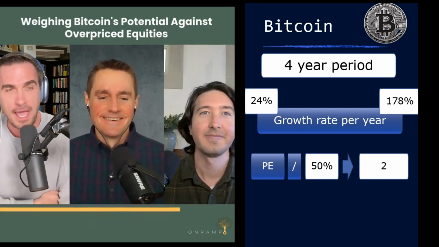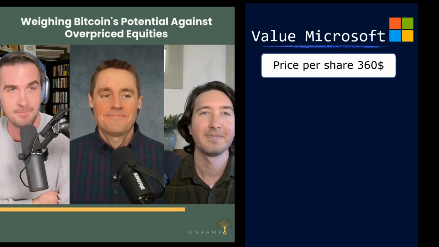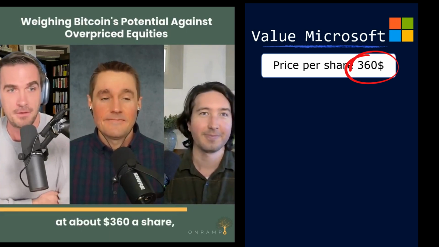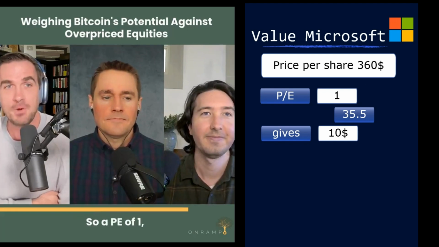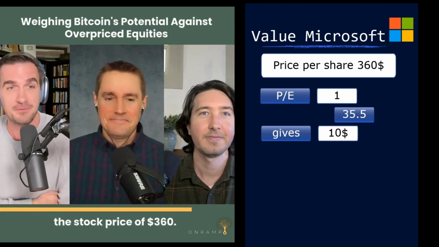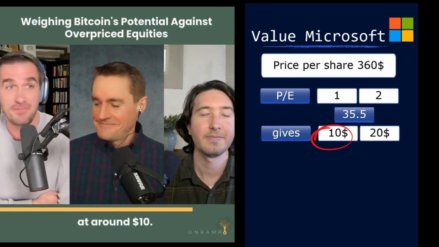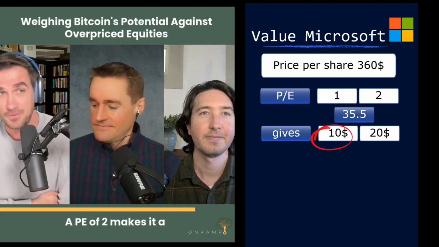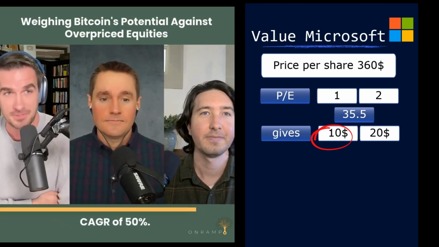So now when we look at Microsoft, because this was one of the questions that I saw somebody asked on Twitter, what would Preston be willing to pay for Microsoft? Well, today Microsoft stock is at about $360 a share, or in that ballpark. So a PE of 1, you take the 35.5 and you're dividing it by the stock price of $360 and you're at around $10. A PE of 2 makes it $20. A PE of 2 makes it a CAGR of 50%.